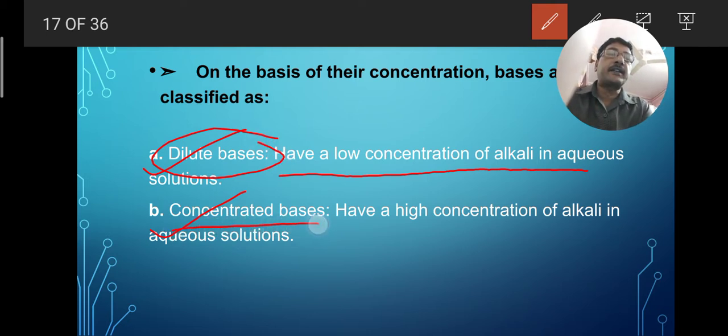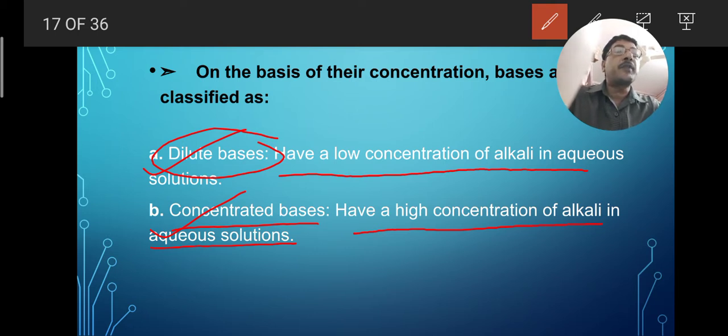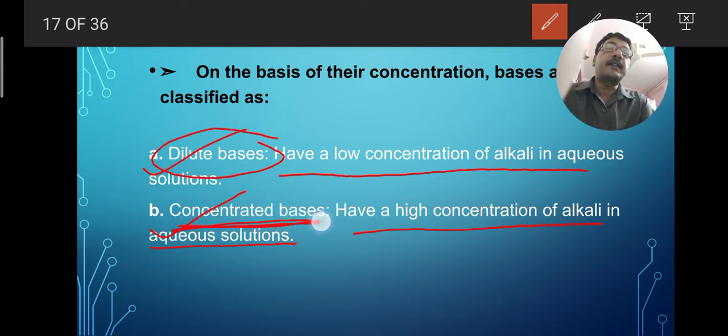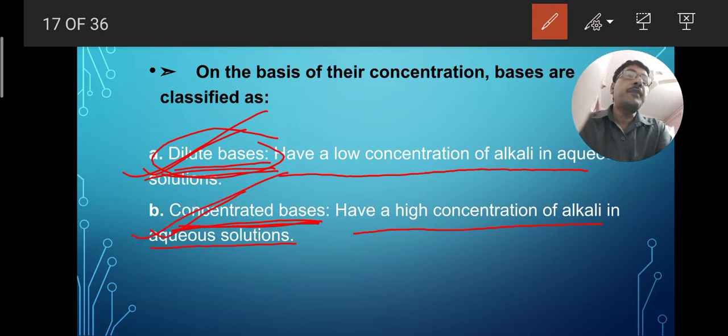Second is concentrated base. It has the high concentration of alkali or the base in the aqueous solution, means in the solution of the base the amount of water is less compared to the amount of base, means base is more than the water which is taken to make the solution. It will be known as concentrated base. So here clear, on the basis of the concentration we can classify them into two categories. One is dilute base, another is concentrated base.